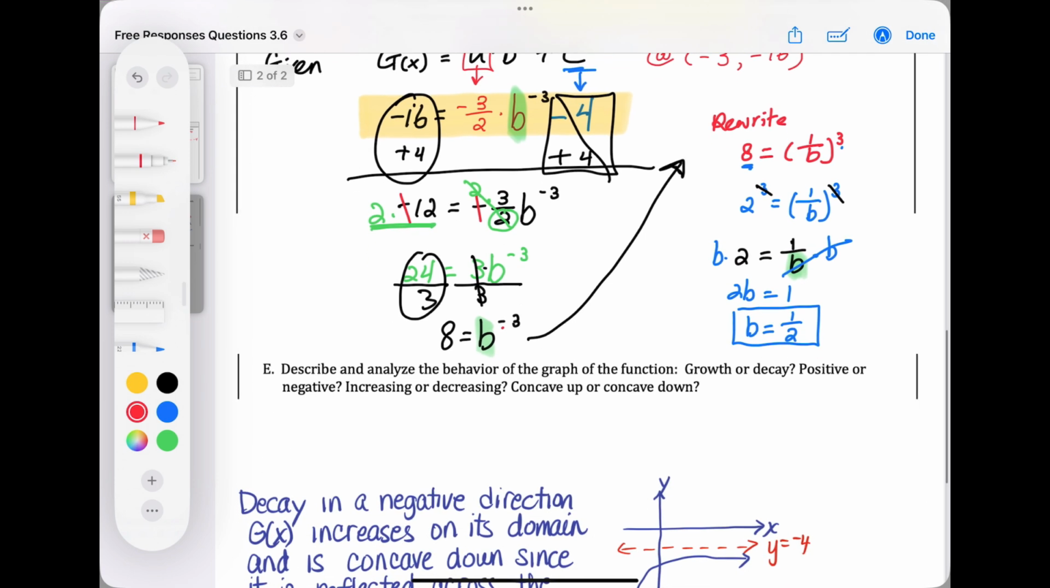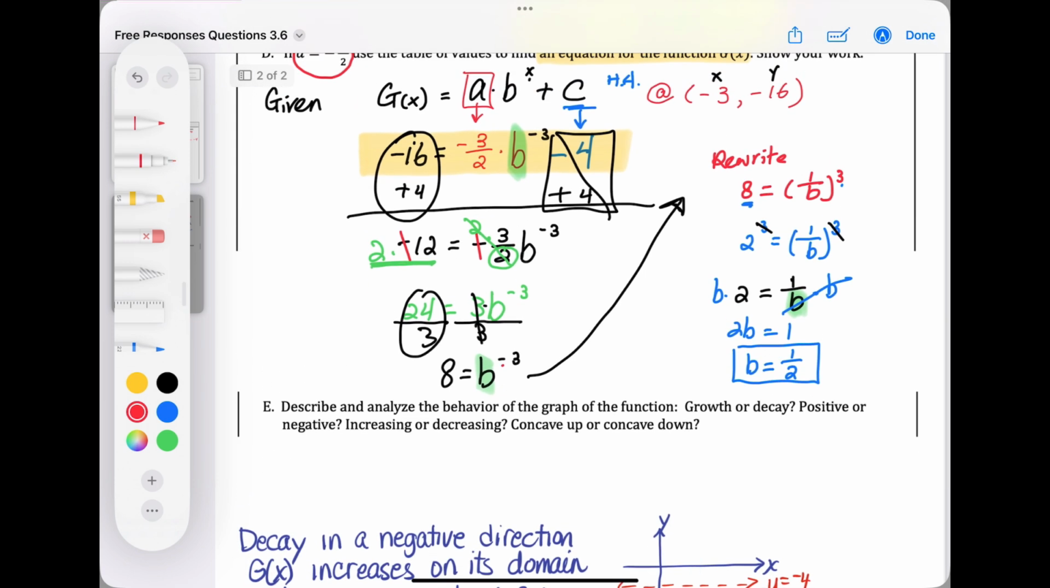For the next one, they say to describe and analyze the behavior of the graph of this function. Now remember, we already figured out the function, so I'm going to rewrite it here nicely. The function we get from part D is negative 3 over 2 times 1/2 raised to the power x minus 4. And what do we know about the base? My base is 1/2. That is less than 1, so we know that it will be a decay. Good.